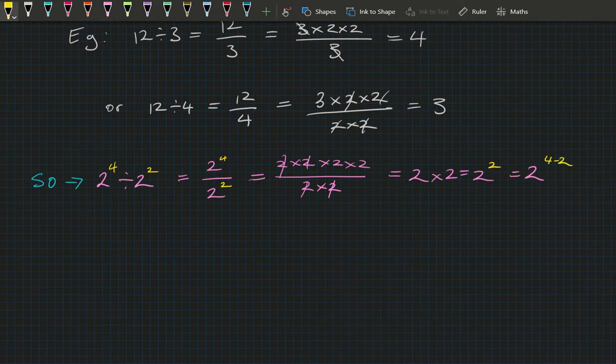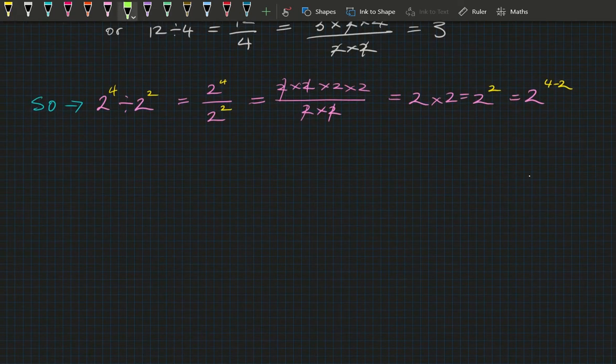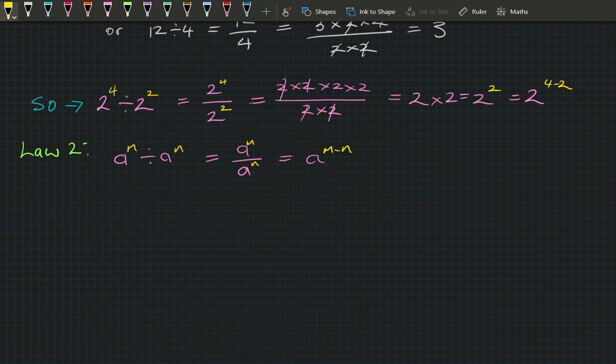And because 4 minus 2 is equal to 2, I can rewrite that as 2 to the power of 4 minus 2. So that's a numeric example of law 2, which is a to the power of m divided by a to the power of n equals a to the power of m over a to the power of n, which equals a to the power of m minus n.